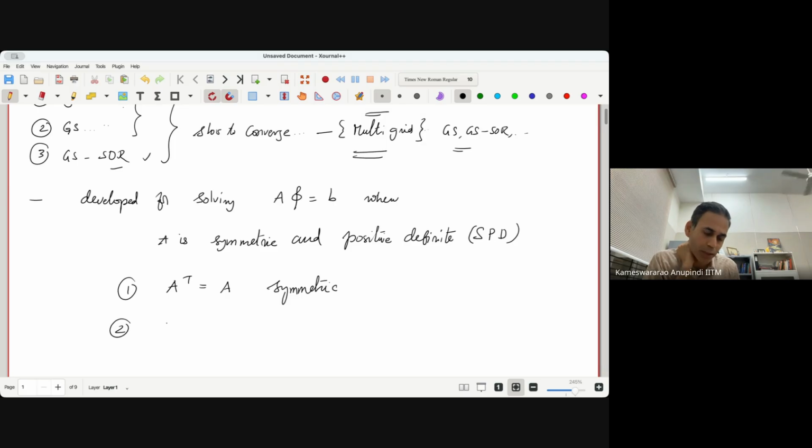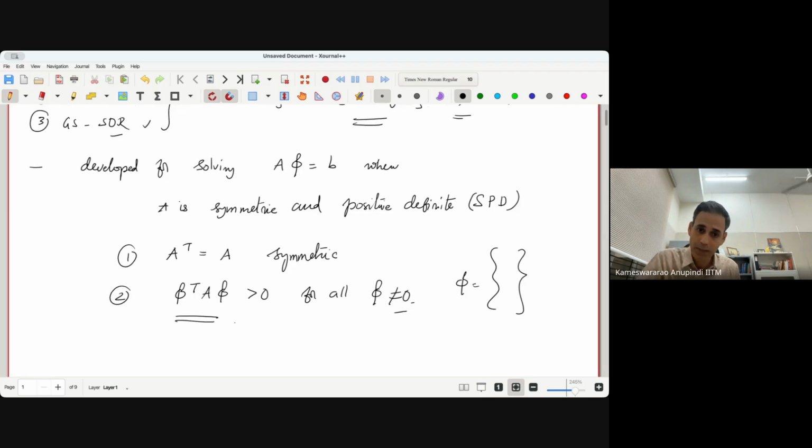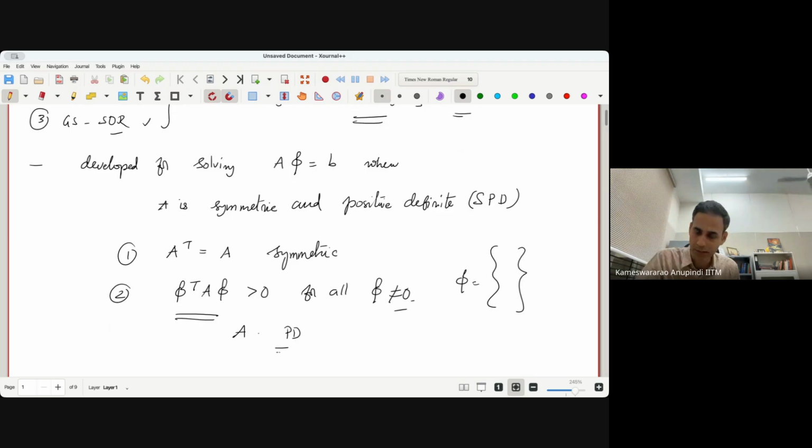And what is a positive definite matrix? A positive definite matrix is one where, if you take any vector, let us say phi, phi transpose A phi is greater than 0 for all phi not equal to 0. That means if I take any vector, either phi or x or something, phi is a vector of values. It could contain positive values, negative values, and so on. But when you take the product of phi transpose times the matrix times phi, and it is greater than 0 for all phi other than 0, then we call the matrix A positive definite.